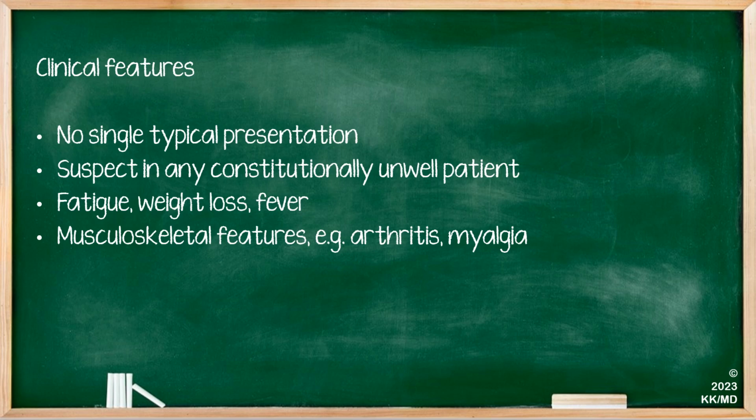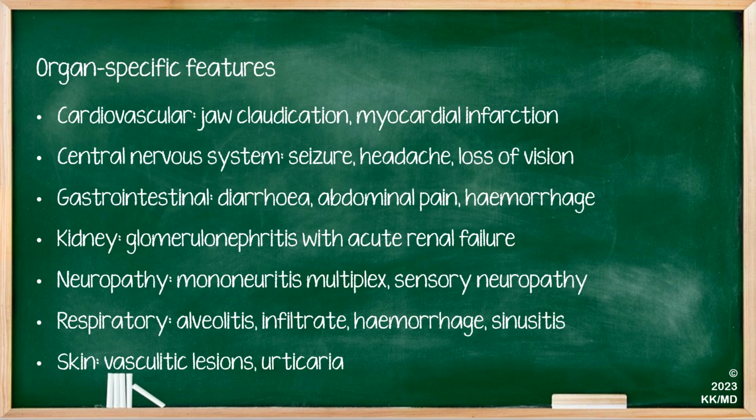And as we said before, because of the large heterogeneity amongst these conditions, there's no single typical presentation, but you should really be suspecting a vasculitis in anyone who is constitutionally unwell. So this includes symptoms such as fatigue, weight loss, fever, as well as musculoskeletal features such as arthritis, arthralgias, and myalgias. Organ-specific features, again, really depend on the type of vasculitis we're talking about.